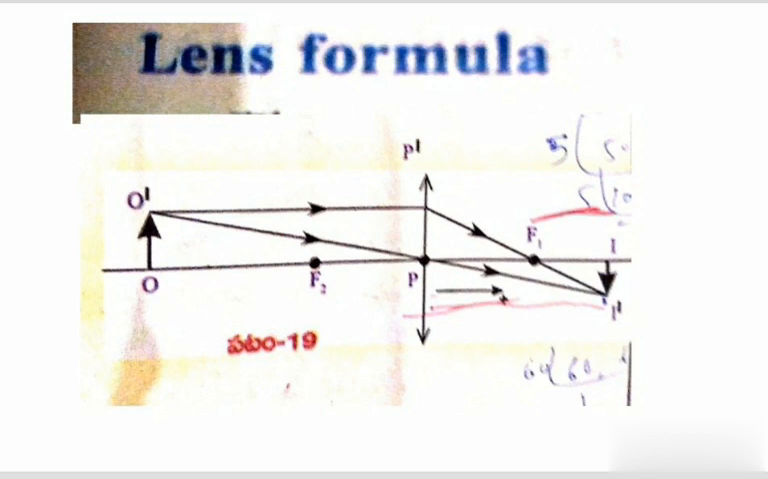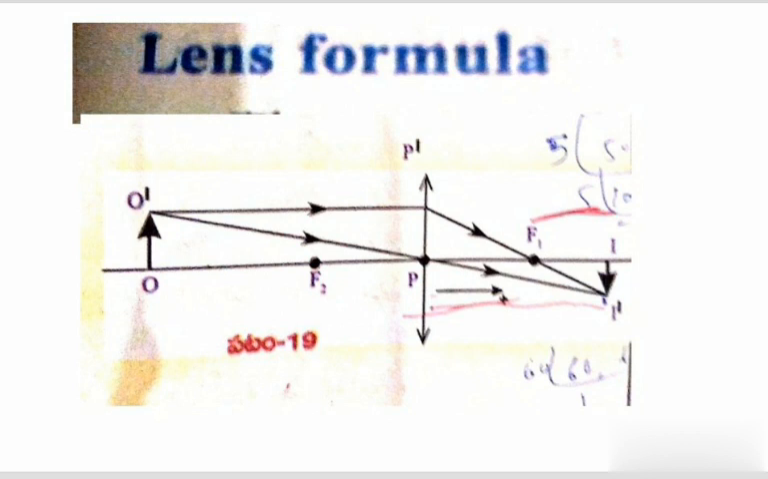Similarly, the image of the point O on the principal axis is formed at a point I on the principal axis. So we will get the inverted image I dash of the object O dash. Here is one more ray. O dash is the object we kept in front of the principal axis.